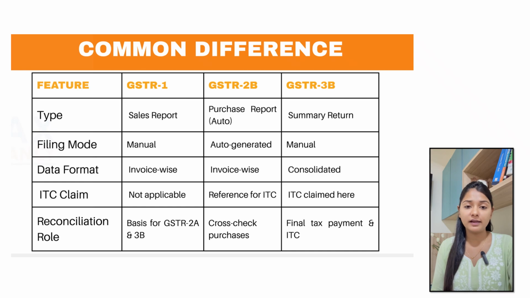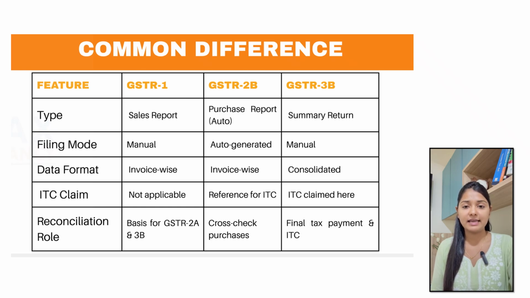Next one is filing mode. GSTR1 and GSTR3B are filed manually by the taxpayers. GSTR2B is auto-generated. You don't file it, you use it. Data format. GSTR1 and GSTR2B are invoice-wise. They show detailed transactions. GSTR3B is consolidated, a summary of totals.